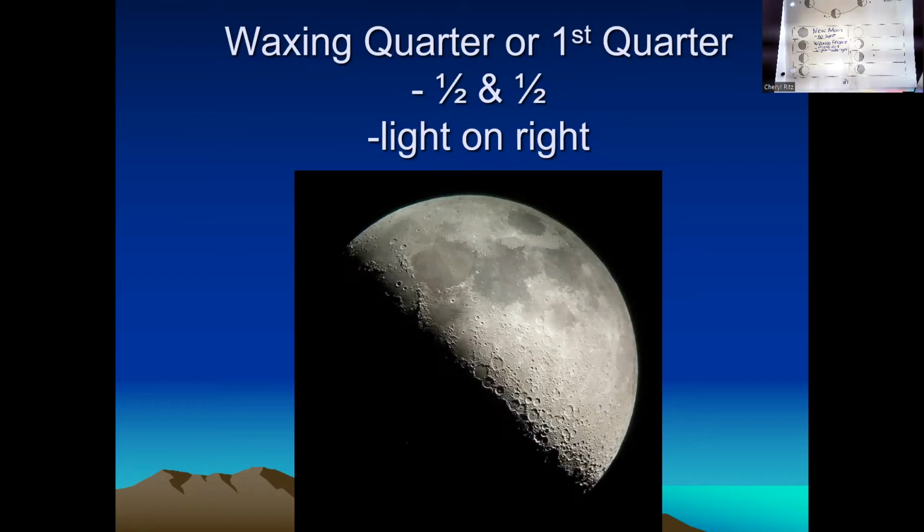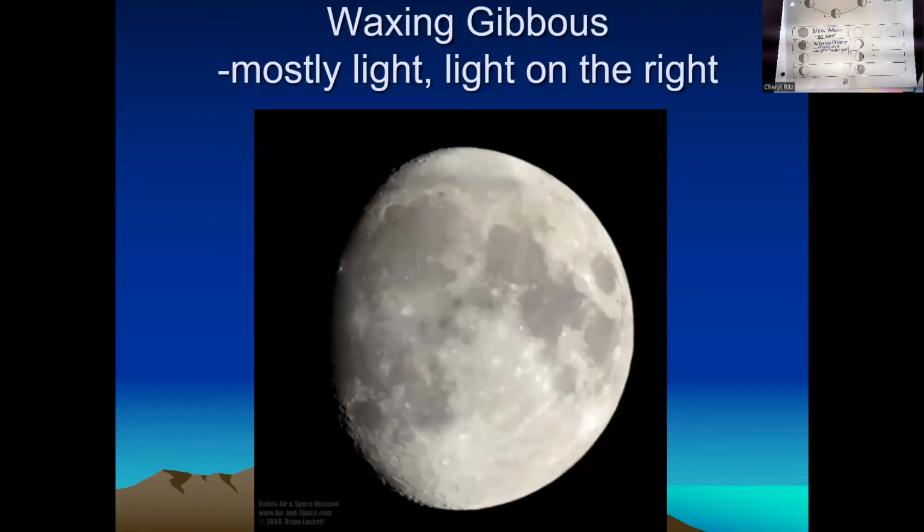Let's take a look at moon number 4. There you can see it's mostly light. Again, the light's on the right. This is what's called a waxing gibbous. I have seen people get gibbous and crescents confused because if you put them together, they equal a whole. So some people get them confused.